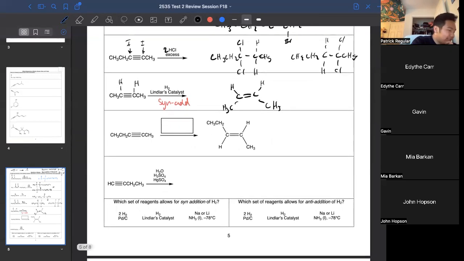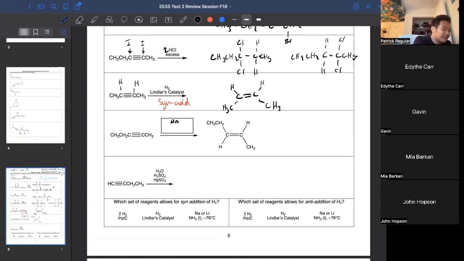Now for this one, this is anti-addition or trans addition of the hydrogen. It's Lindlar's catalyst's cousin. This is something pretty tough. Straight up, just memorize it. You can memorize it the night prior or the morning of, then throw it out of your head at the end of the day and save it again for the final. You're welcome to do that.